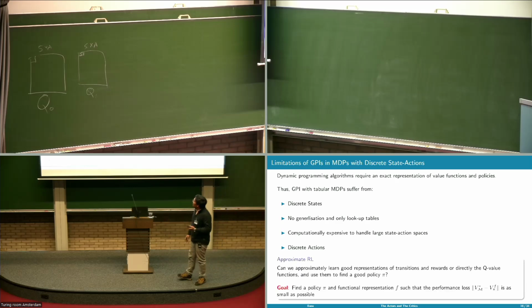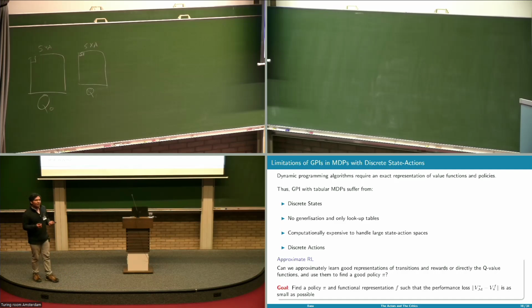So now we have come a long way, and the idea is how we can make it work even if we don't have these exact lookup tables, if we don't have the exact transition and reward function. And there comes the story of approximate reinforcement learning. The idea is, can we approximately learn good representations of the policy and its returns? Or can we learn a good representation of the transition and rewards so that it helps us find a good enough policy pi? What is good, we will come to that later, but this is roughly the idea.